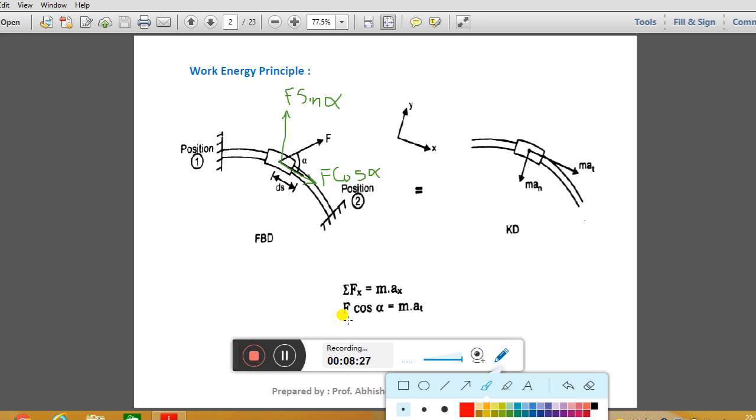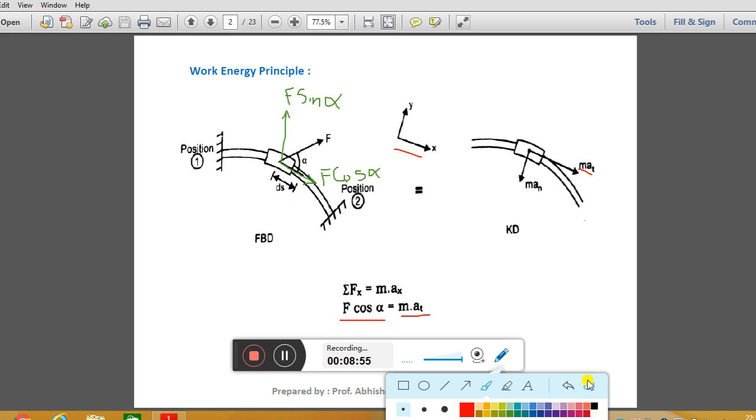Okay, so I will write the left hand side with the help of this free body diagram. Summation of force in the x direction, so this is F cos alpha, and this is equal to m into acceleration in the x direction, which is m into acceleration in the tangential direction. So I will equate this.